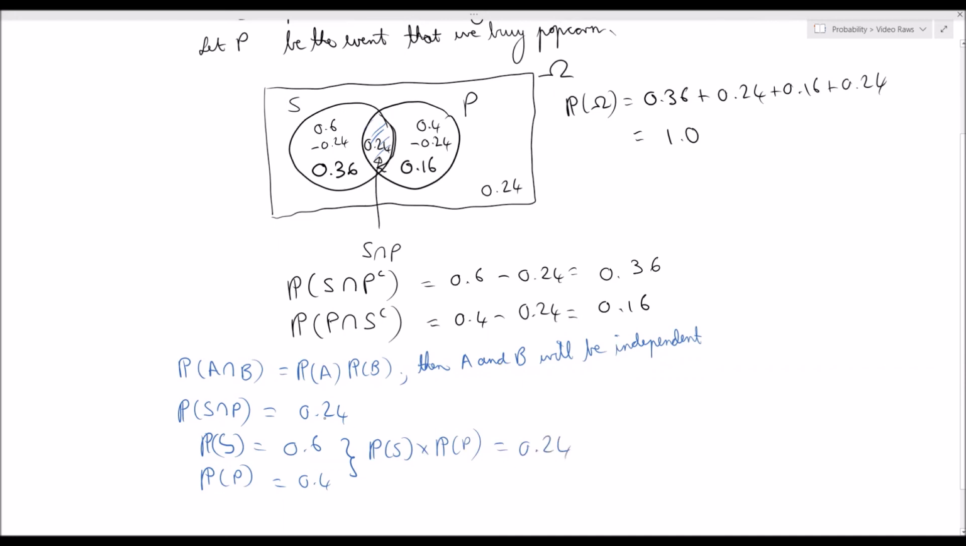So yes, because the probability of S intersection with P is equal to the product of the probability of S and the probability of P, then we can say, yes, the events S and P are independent.